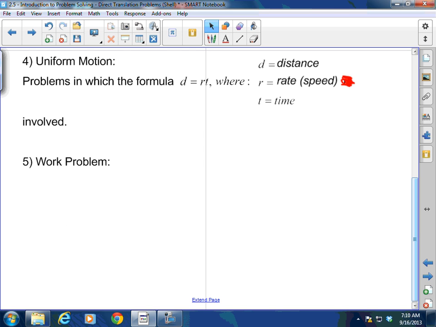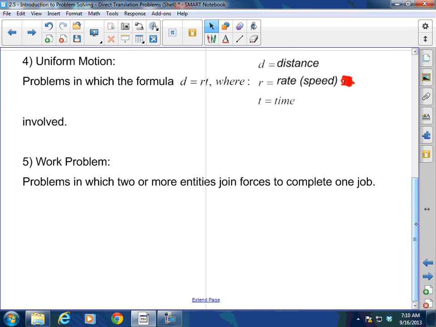And then last but not least, we have work problems. And work problems are problems in which two or more entities join forces to complete one job. So it may be two people, maybe two machines, two water pumps. It depends what the entity is, but they're working together to complete one job.